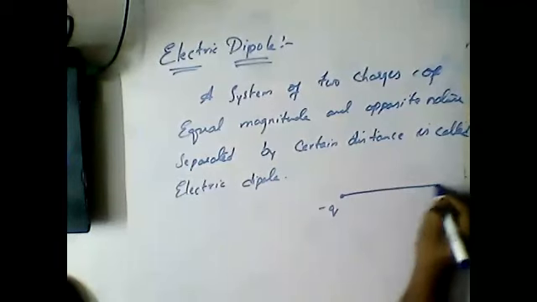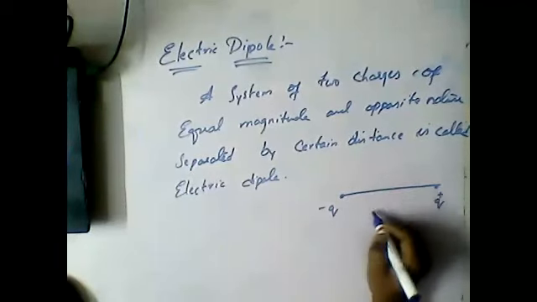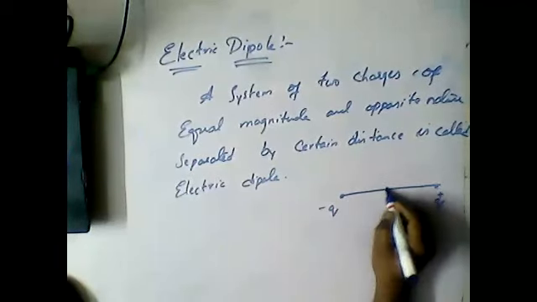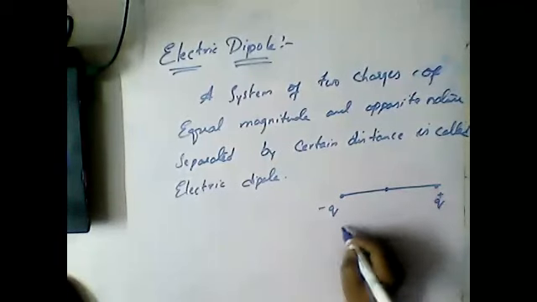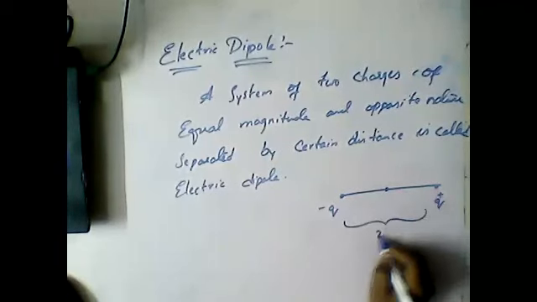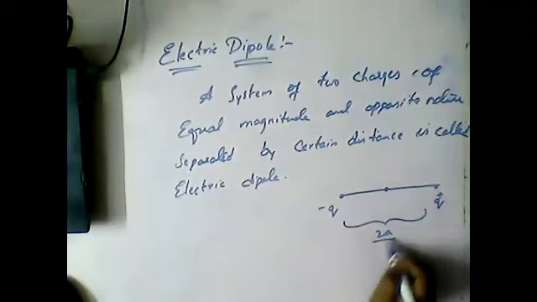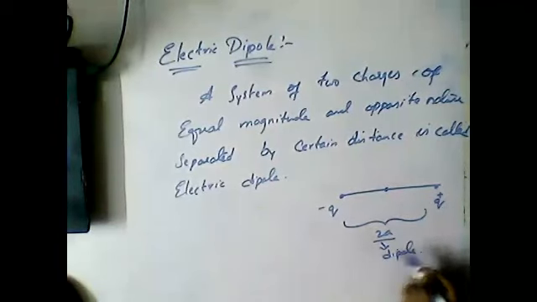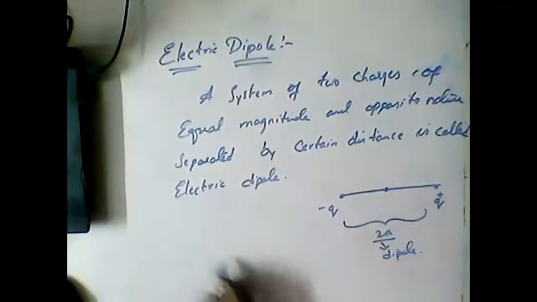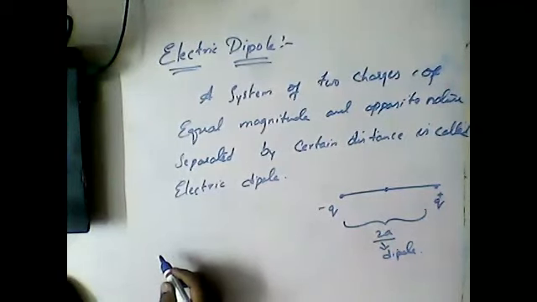Now the distance between these two can be written as 2a. Okay, so here this 2a is called the dipole length, and it is a vector. Okay, so next, electric dipole moment.